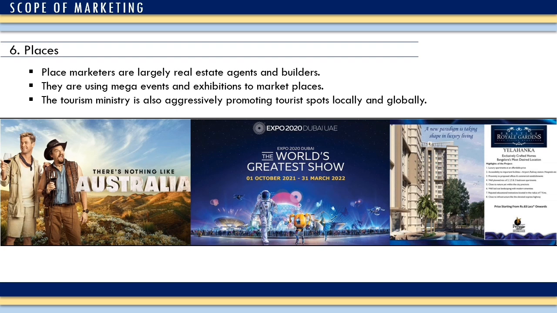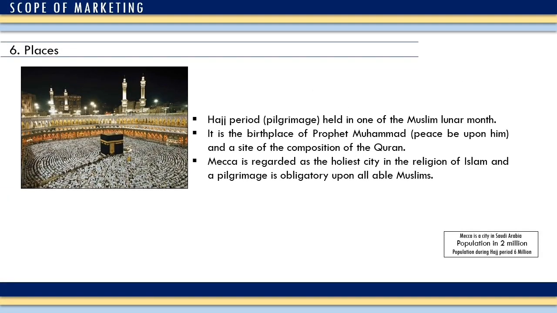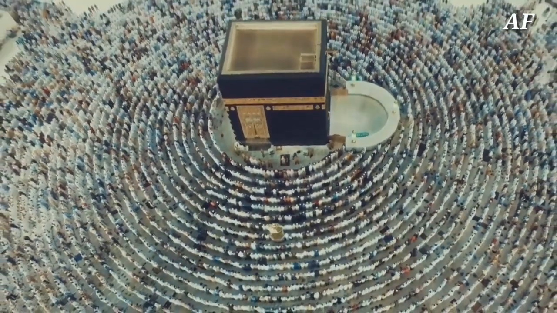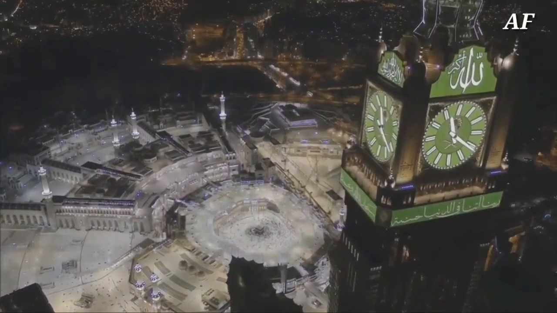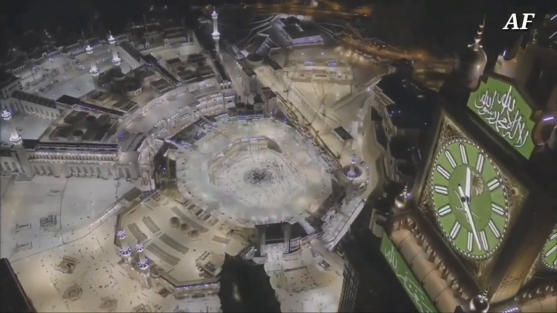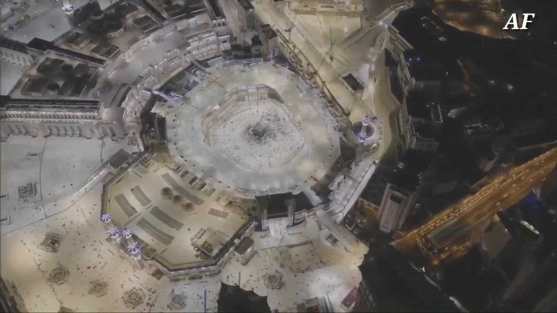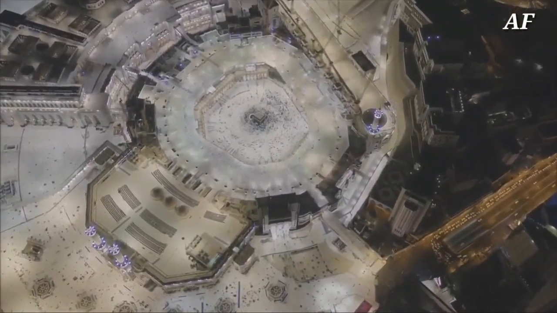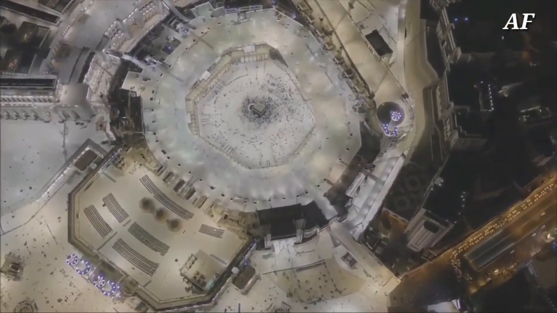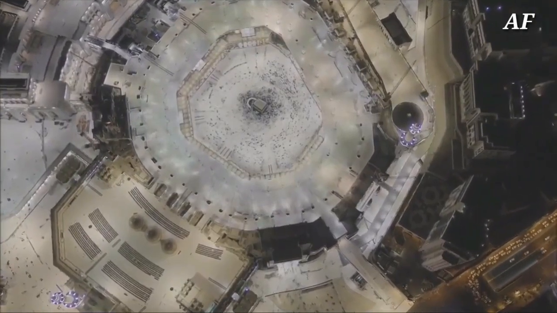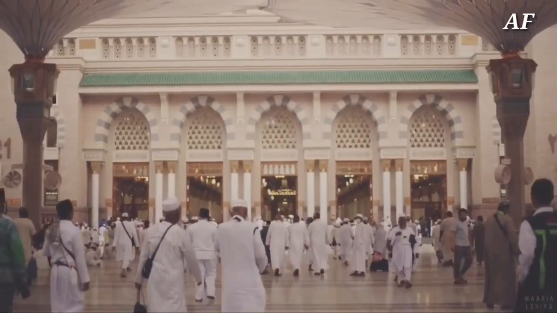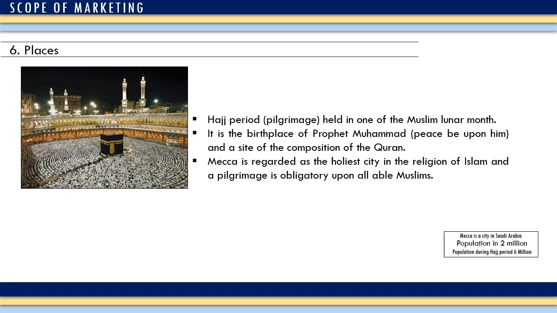Now, this might look like a familiar picture to you. This is Mecca city, a popular tourism destination for all the followers of Islam. This city has a population of 2 million, but during the pilgrimage season, the number of people who visit increases, and the city's population touches as much as 6 million. So imagine an additional 4 million people are visiting the city during a particular season of pilgrimage.